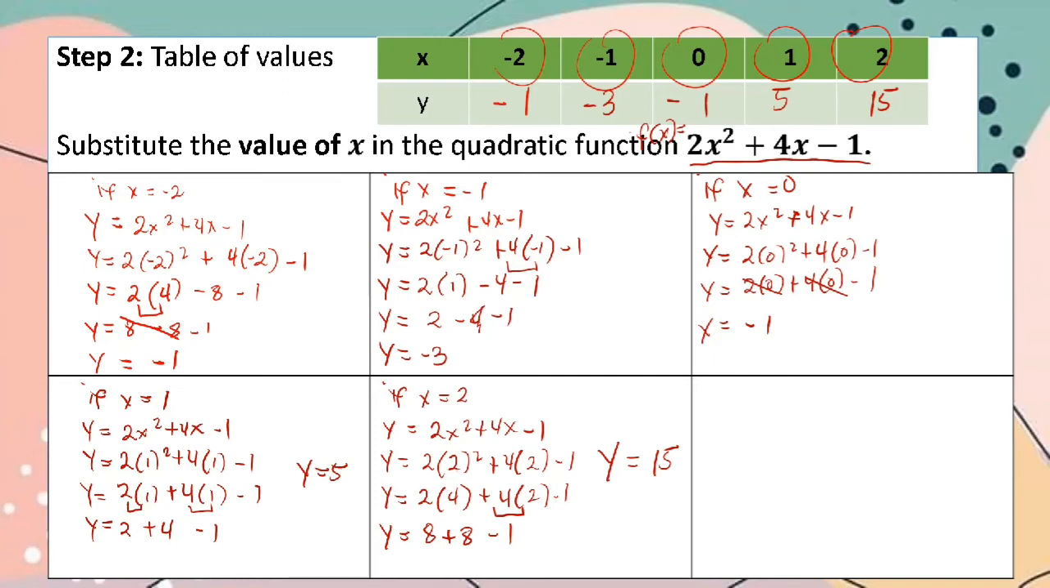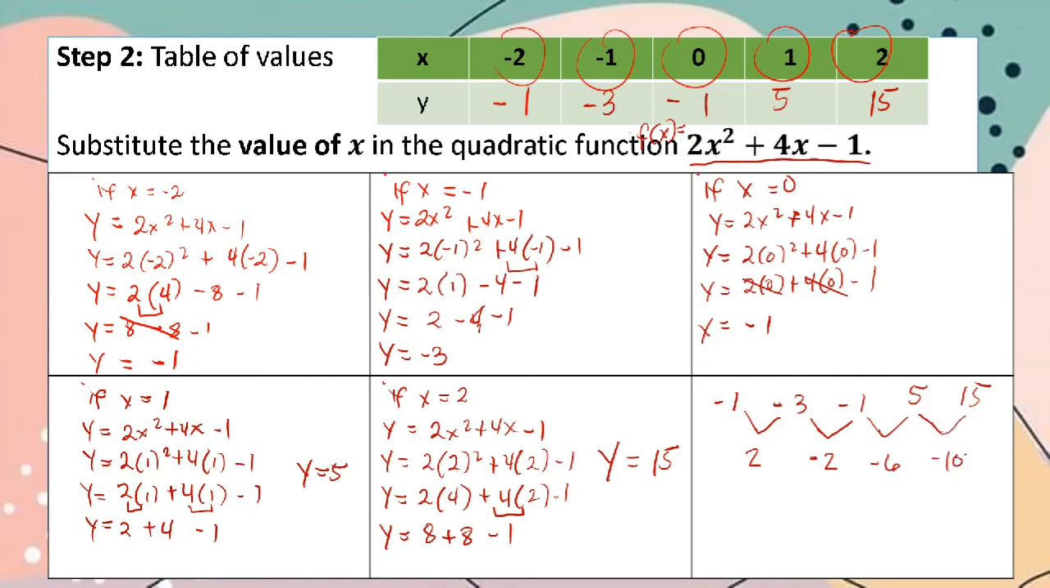Negative 1, negative 3, negative 1, positive 5, and positive 15. So, pag hinanap natin yung differences niya, negative 1 minus negative 3, it is positive 2. And then, negative 3 minus negative 1, it is negative 2. And then, negative 1 minus 5, it is negative 6. And then, positive 5 minus 15, it is equal to negative 10. O yung first differences niya, hindi siya pare-pareha.